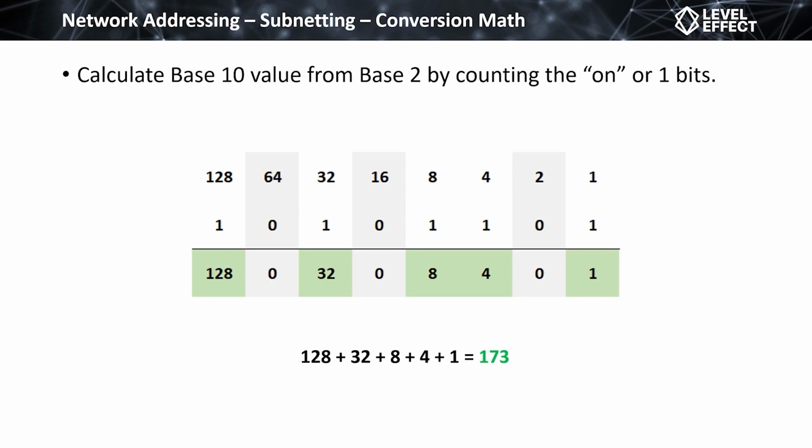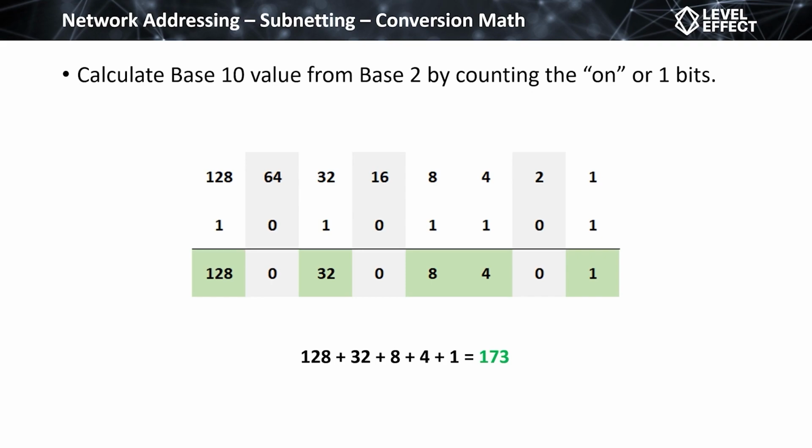So in this example, every position that had a 1 was on, and we simply grab those values. So we have 128 plus 32 plus 8 plus 4 plus 1, which equals the base 10 value of 173. So that binary string 10101101 actually equates to the value 173 in base 10. This is how we can convert a binary string to a base 10 string.